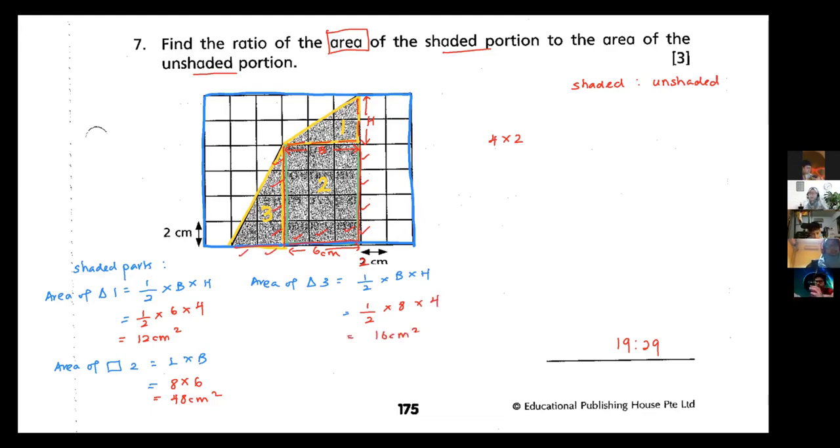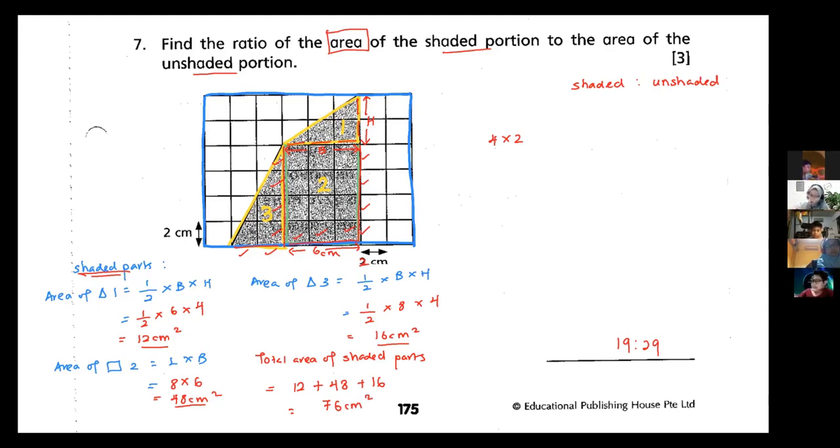Are we done? We are not done yet. We're just halfway there. The area of the whole shaded parts: there are 3 different shapes, so we add them up. Total area of shaded parts equals 12 plus 48 plus 16, and this will give me 76 cm squared. I'm done with the shaded part, but I'm not done yet with the unshaded part.